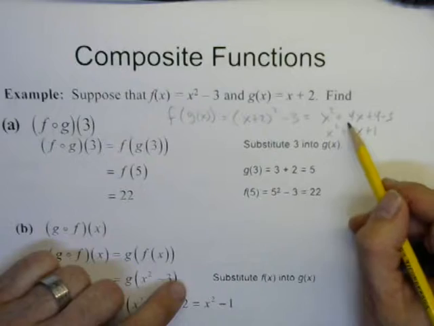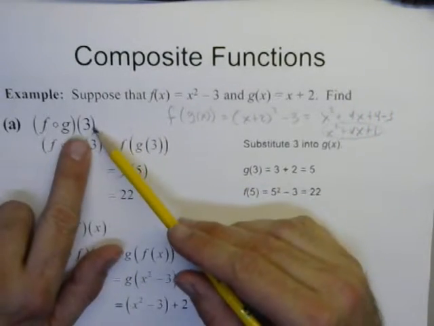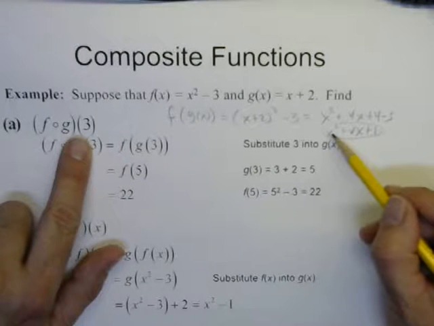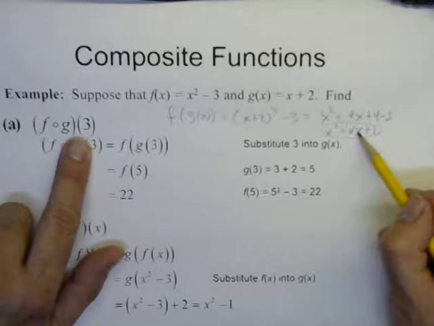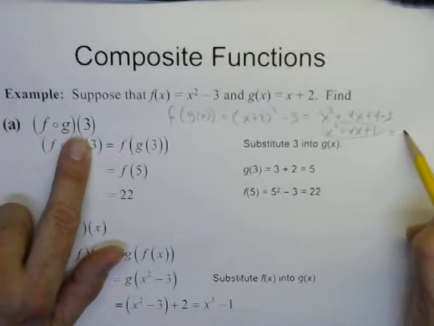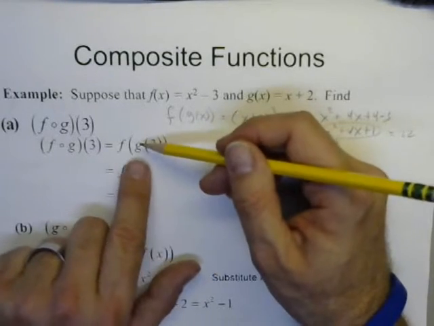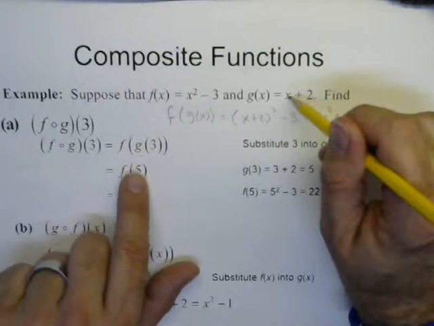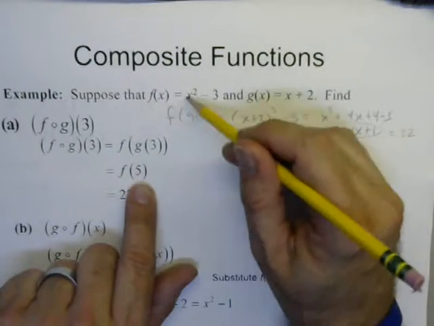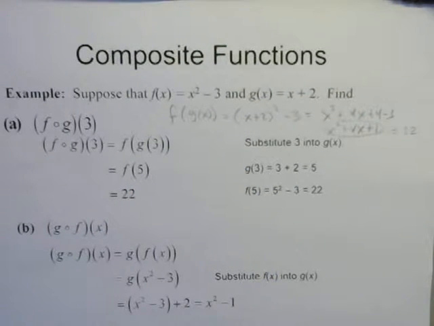So that's one way you could do this: you can actually figure out what the composition is first and then plug the number in. So if you plug in 3 for x here, you'll get 3 squared plus 12, so you'll get 9 plus 12 plus 1, which will give you 22. Now another way you could do it is you could figure this out individually. Figure out g of 3. So in other words, put 3 in for x here. That'll give you 5. And then put 5 in for the x here. So that'll give you 25 minus 3, which will also give you 22. So you can actually do it either way.